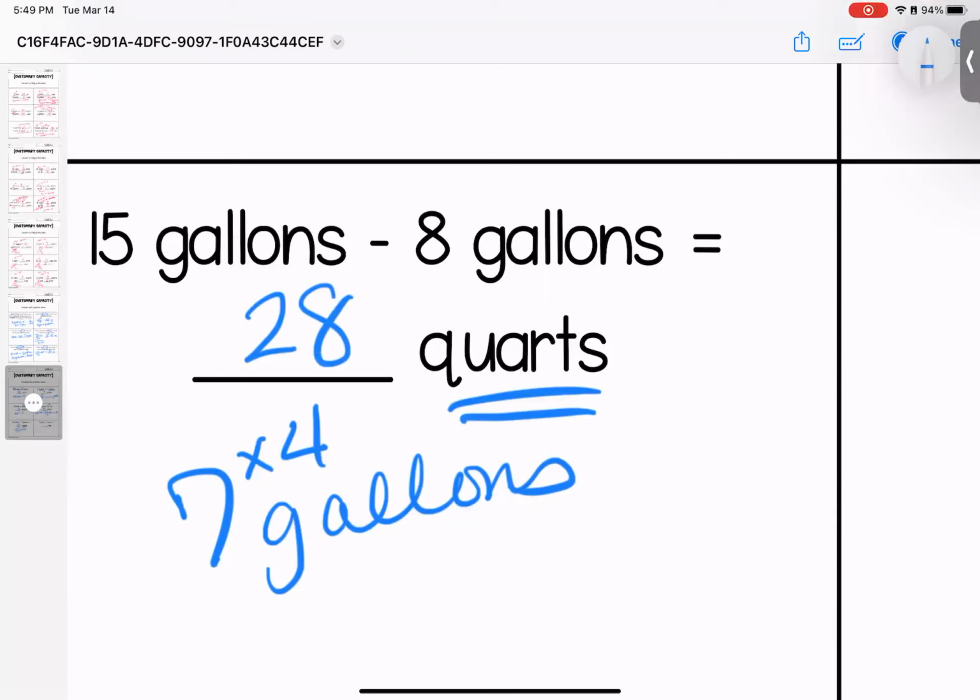Sorry, kiddos, this daylight savings time is really tricky on my brain. All right, so we had our 15 gallons, subtracted 8 gallons, left us with 7. 7 times 4 gives us 28.